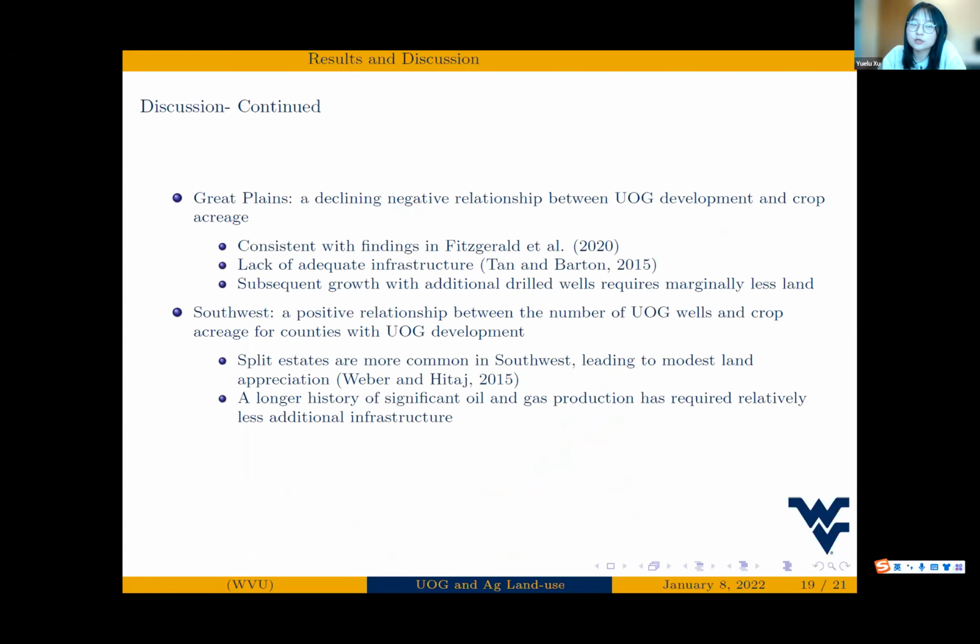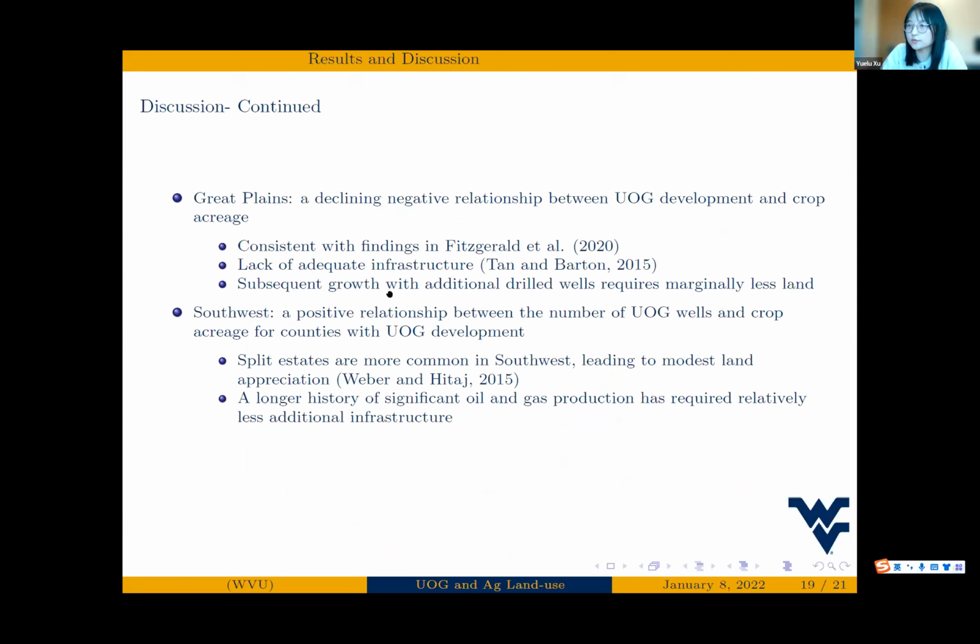Similar to Appalachia, the Great Plains began to produce UOG in recent 15 years. The demand of UOG associated infrastructure is high, which results in the negative relationship. But with more drilling activities, the additional wells require marginally less land.